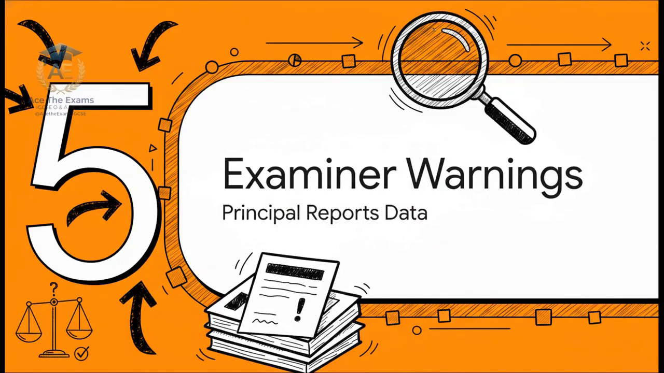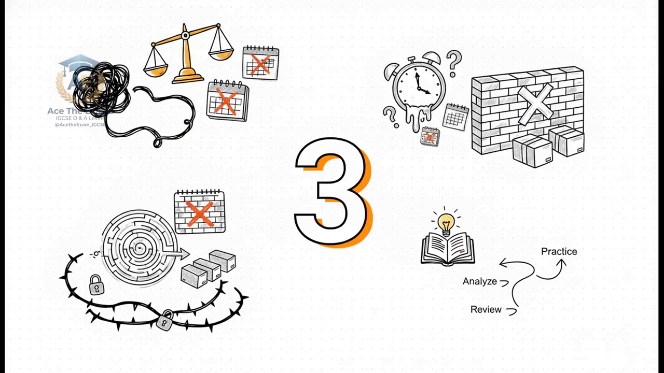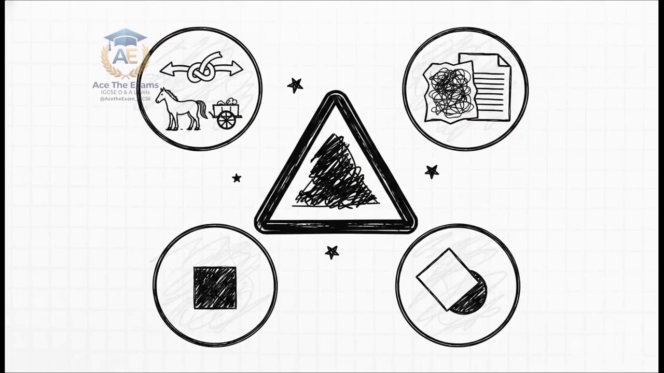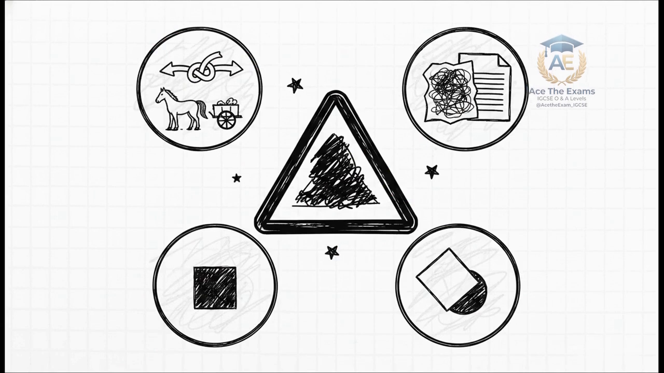Which brings us to our final and perhaps most important section, top examiner warnings. We've combed through the principal examiner reports, and there are exactly 3 fatal mistakes that consistently trap students year after year. Let's break these down so you never, ever make them. Number 1, examiners report that students constantly confuse cause and effect when discussing the trial balance. You have to know precisely what caused an error versus what the effect of that error actually is on the accounts. Don't mix them up.